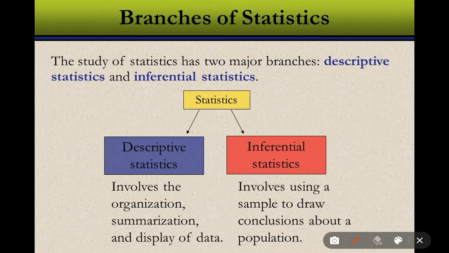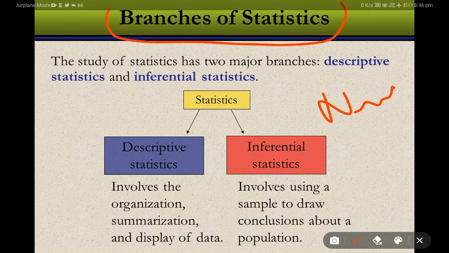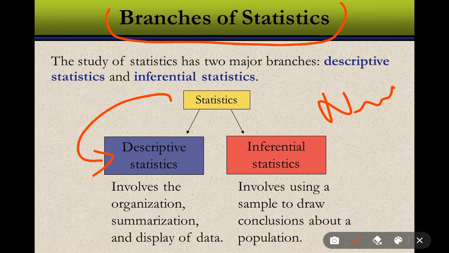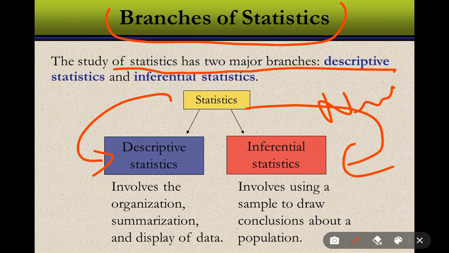Hello guys. Statistics is all about numbers, okay? It's all about numbers, and there are two branches of statistics. Number one is descriptive statistics, and number two is inferential statistics. So the study of statistics has two major branches, descriptive and inferential.